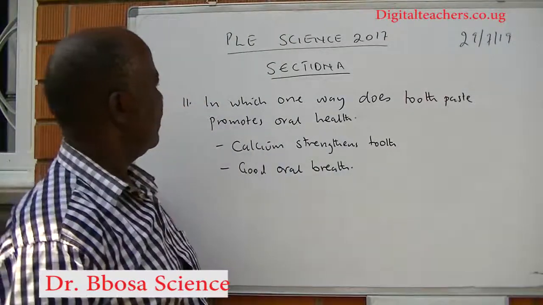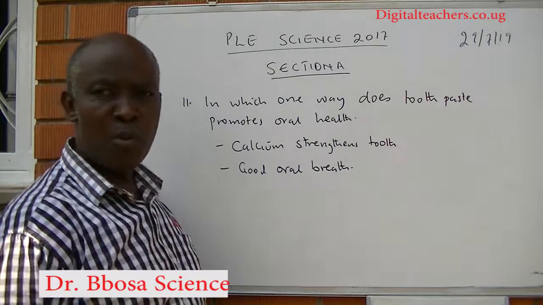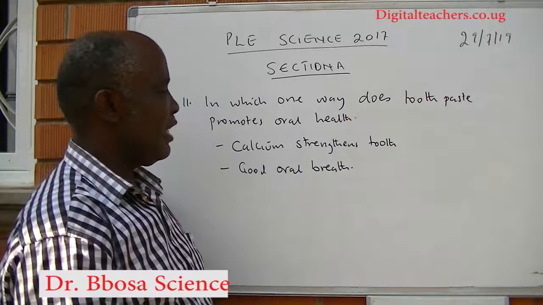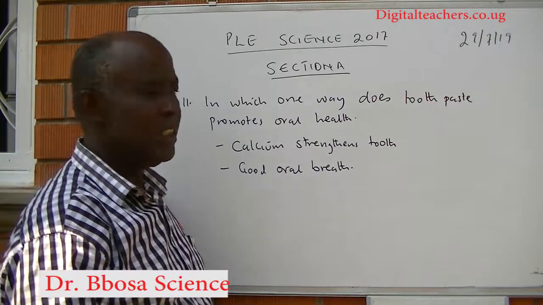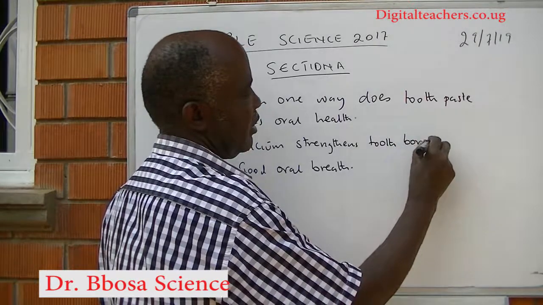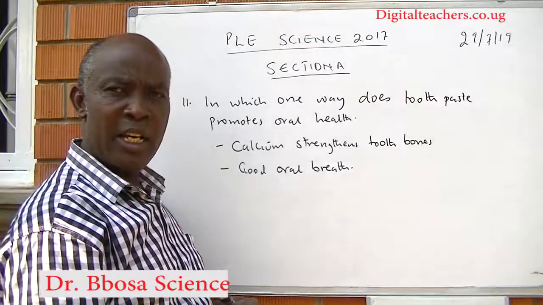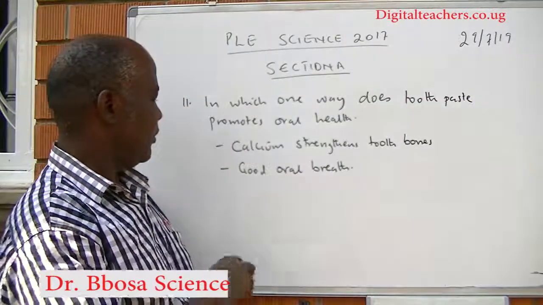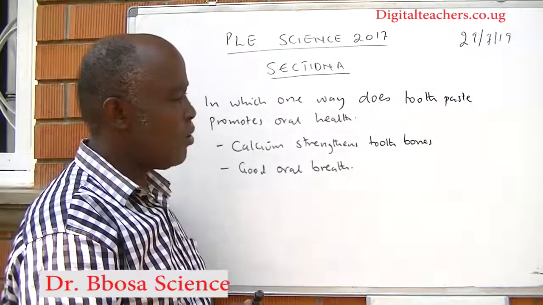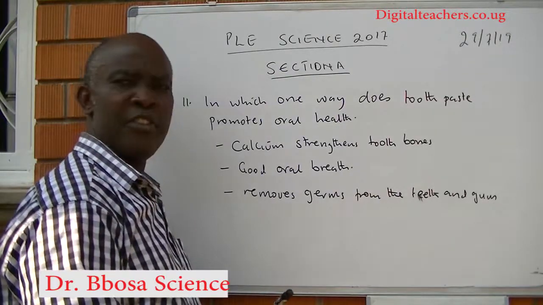Number 11, state one way in which toothpaste promotes oral health. 1, calcium strengthens the tooth bones. Calcium is used to make up the enamel and the dentine. 2, it gives a good oral breath and removes germs from the teeth and gums.